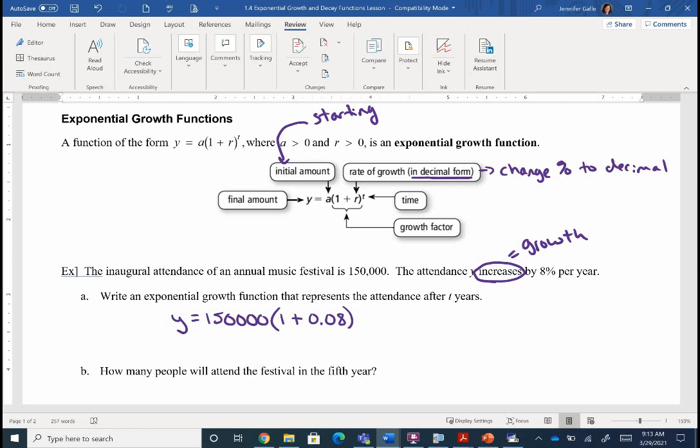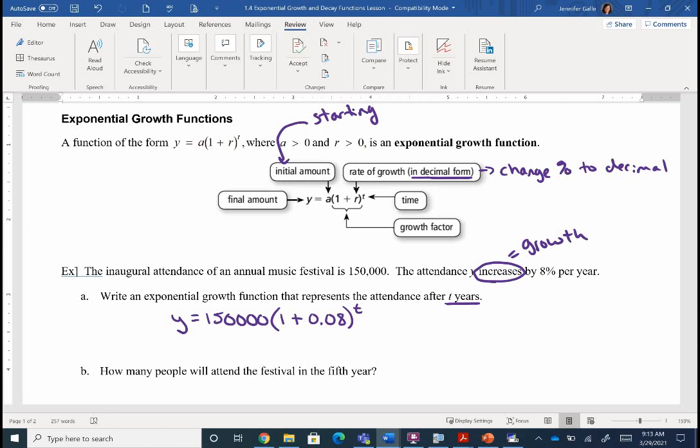So we've got t is our time. We don't know how many years yet. It says in t years. So we don't know how many years has passed yet. We're just writing a general equation to represent our situation.